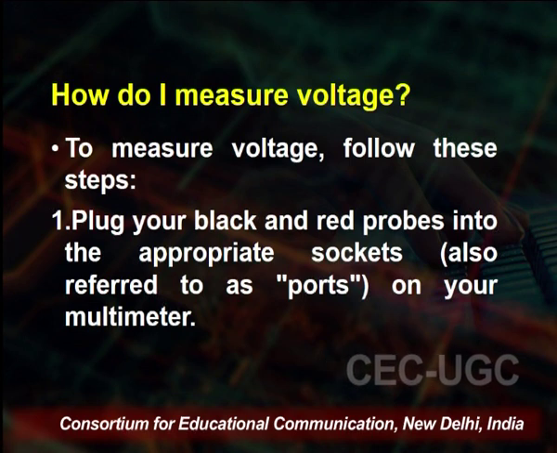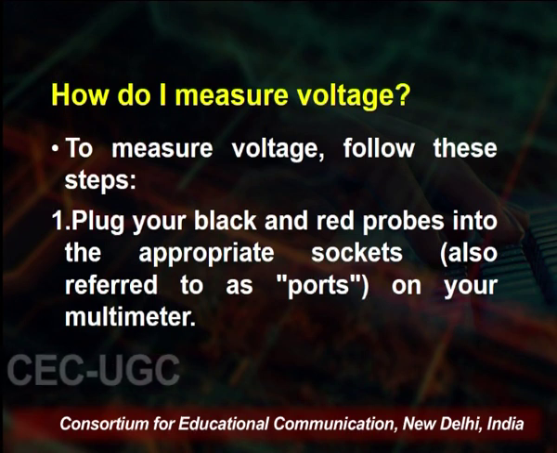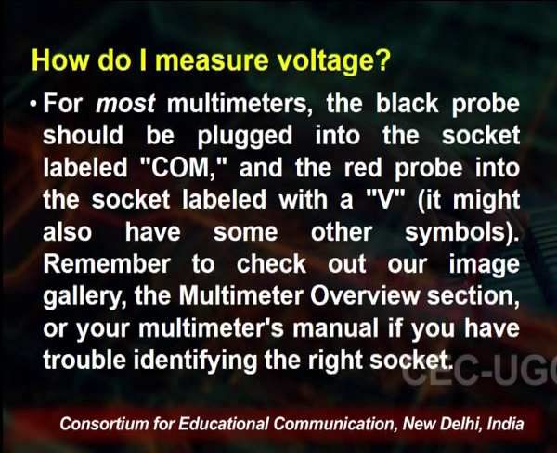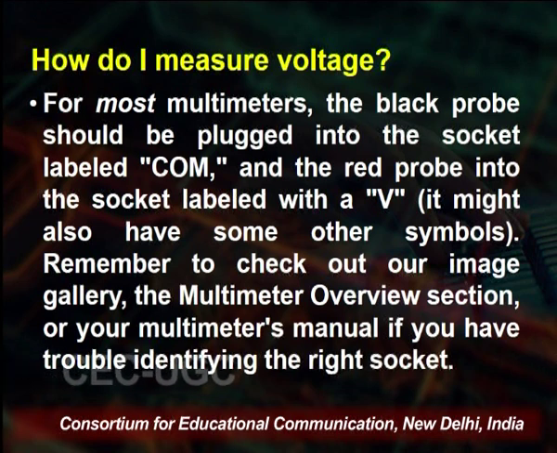First, plug the black and red probes into the appropriate sockets, that is, the ports in the multimeter. In most multimeters, the black probe should be plugged into the socket labeled COM, and the red probe into the socket labeled V. It might have some other symbol, but it is for voltage, as we are measuring the voltage. Most multimeters have the symbol V.